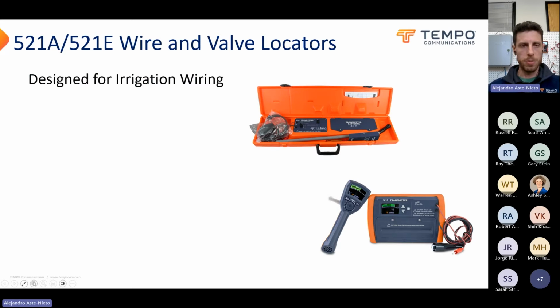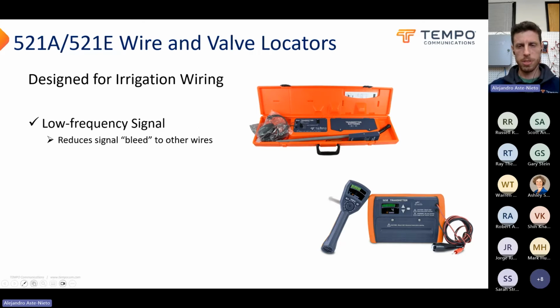The 521A and the 521E are designed for irrigation specifically. It's a low frequency, and that's beneficial because it reduces signal bleed to other wires. When you have a sprinkler system and you've got 50 valves, and you need to find the location of one valve, you need to limit signal bleed as much as possible. Low frequencies in terms of locators are helpful for that. Both these locators use 1.75 kilohertz. Things can go up to hundreds of kilohertz on the higher end. So this is on the lower end for locators.